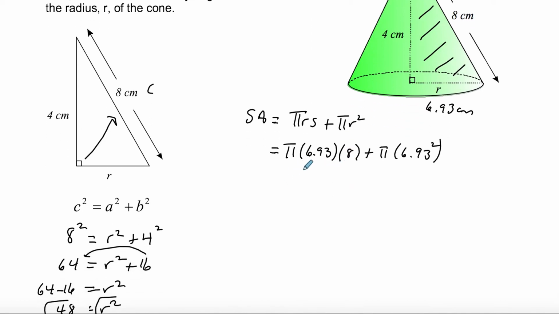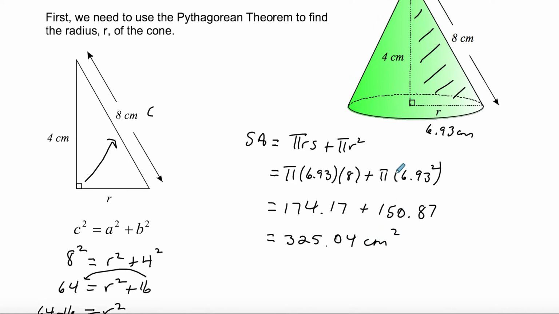So we'd multiply these three numbers together, and I would get 174.17. And then pi times 6.93 times 6.93. Remember, it's just the 6.93 that is squared, so you might even want to do that first, and then multiply using your pi button if you have a scientific calculator. And I get 150.87. 325.04 centimeters squared would be the surface area for that cone.